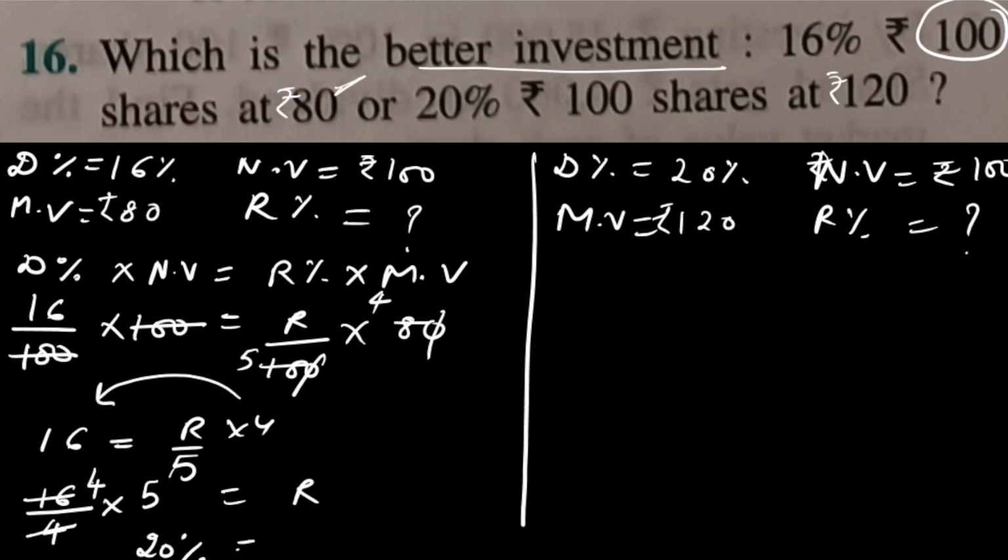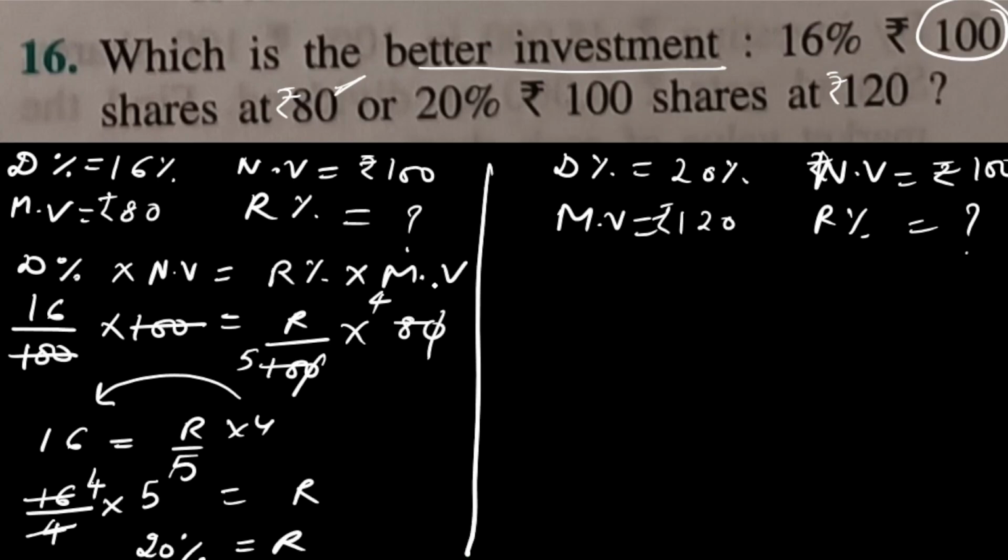So how much return will we get here? 20% return we will get. Now let's solve the return percent for the second case also. So I have to use the same formula.